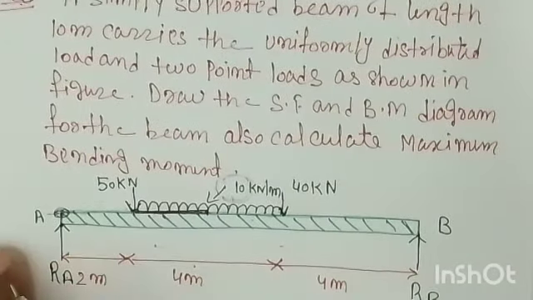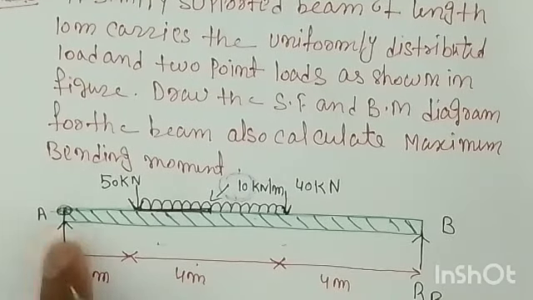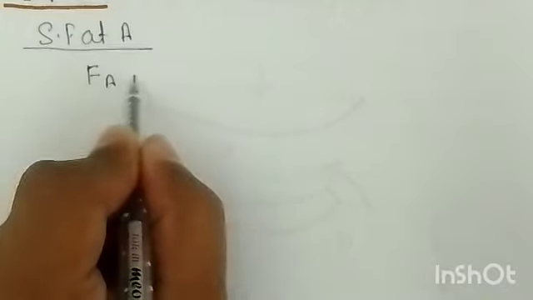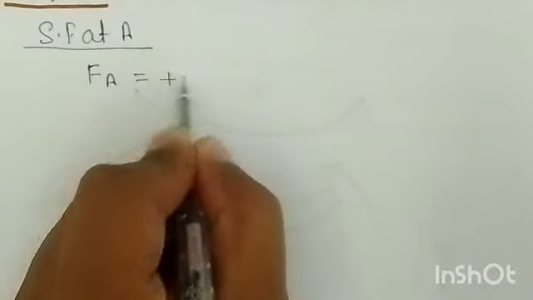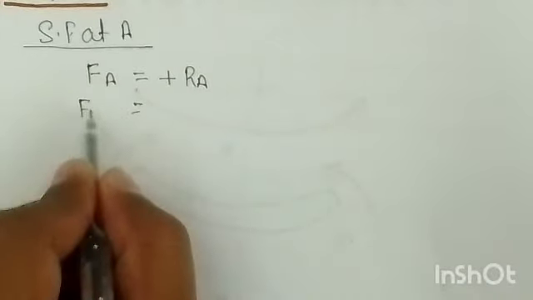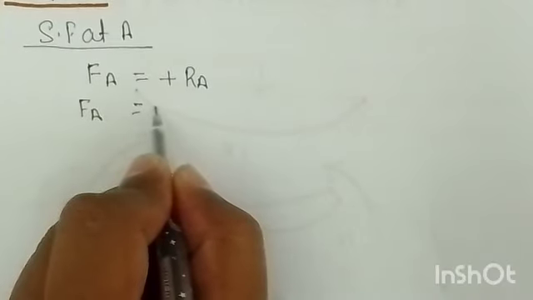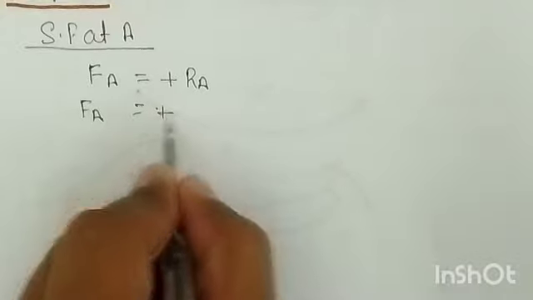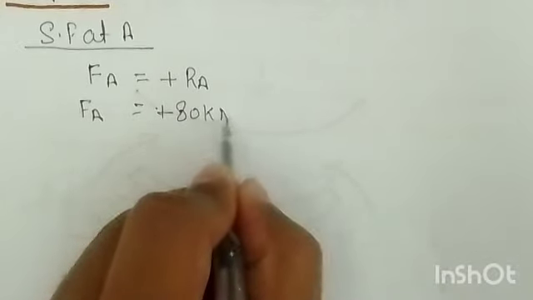At A, this is your left hand side, you are calculating from the left, so left side upward is what? Positive, so this is positive, right? So shear force at A, FA, that is the symbol for shear force, FA is equal to plus RA. Why? Because it is left side and upward, so positive. So shear force at A is nothing but 80 kilonewton, that is plus 80 kilonewton.